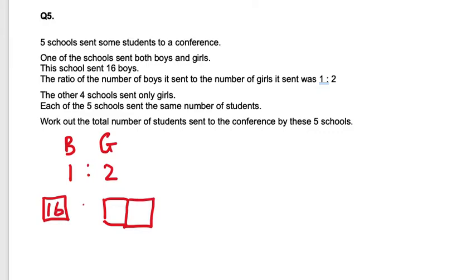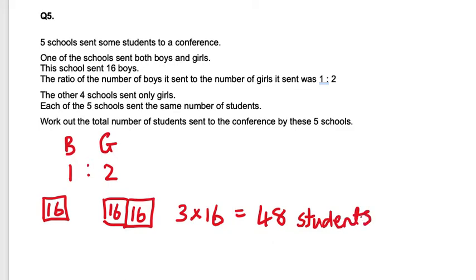So in this box here, I know I can write 16. And because we're looking at parts, every single box has to have exactly the same number in it. 16, 16, 16. So we need to find out how many children were sent by this first school. The number of children, we basically count the boxes. So we've got 3 boxes multiplied by 16 children. 3 boxes multiplied by 16 is 48 students. So this first school sent 48 students.